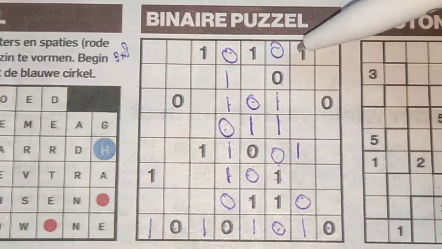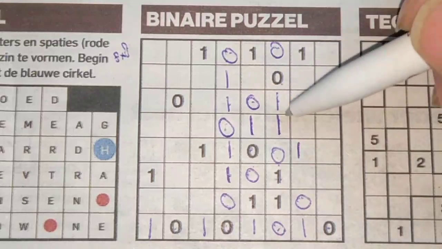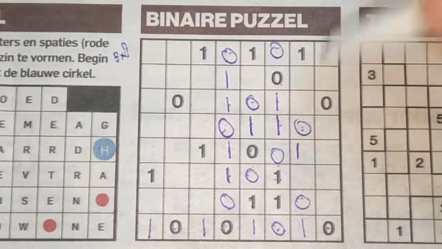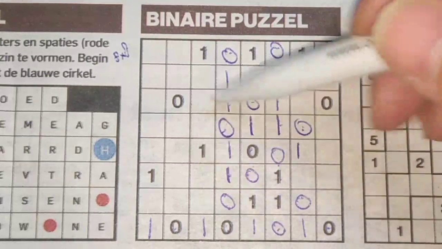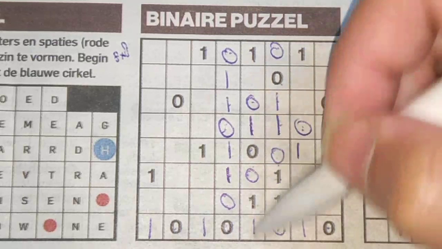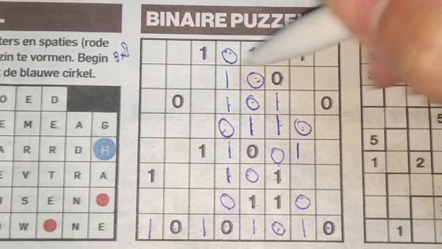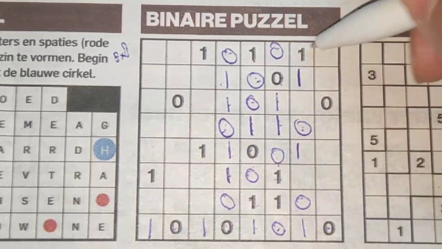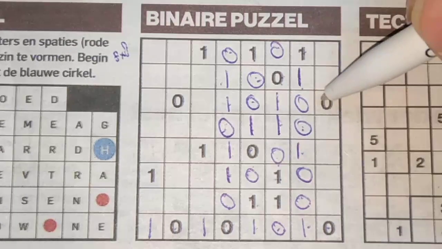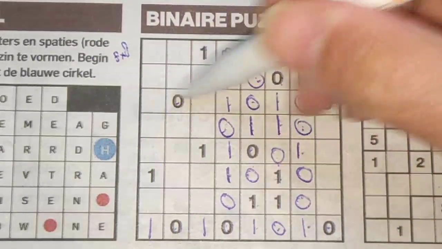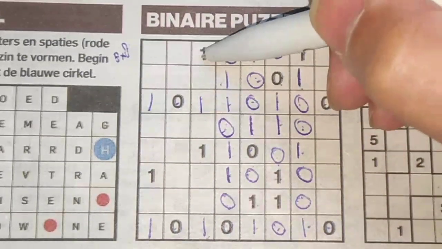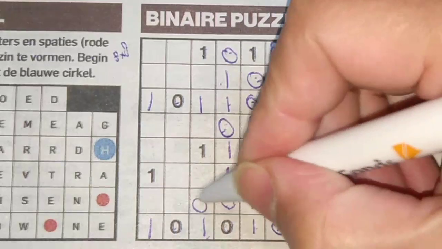Then double one, here an O, there an O. 1, 2, 3, 4, four ones, so the rest are O's. Double O, here a one, there a one. 1, 2, 3, 4, four ones, so the rest are O's. We have 1, 2, 3, 4, four O's, so the rest are ones. I see here 1, 2, 3, 4, four ones, so the rest are O's.